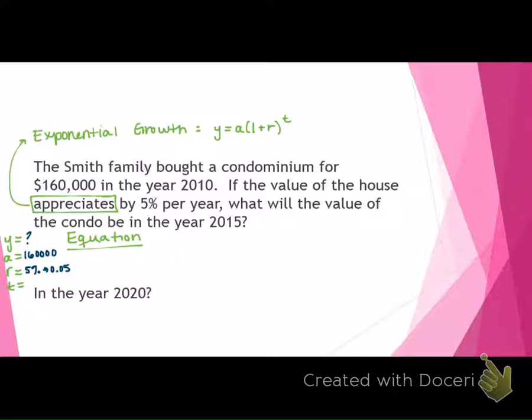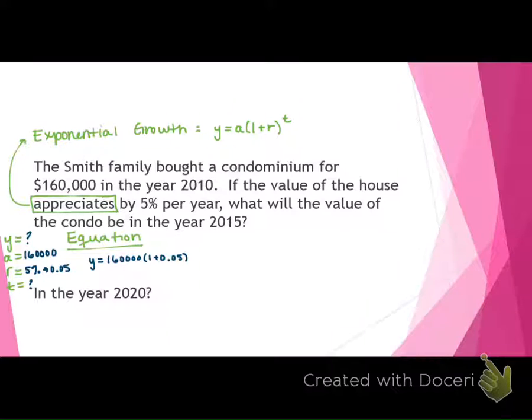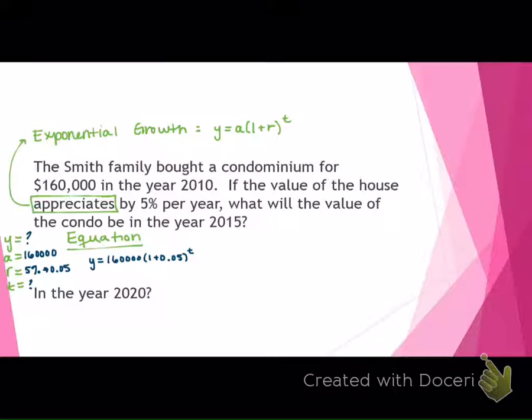So to write the equation, we're just going to leave it blank for a second here. So we have y equals 160,000 times 1 plus 0.05 to the t. So that is just the equation. We have an equation we can now use in any situation to figure out the price of this house as the years go on.